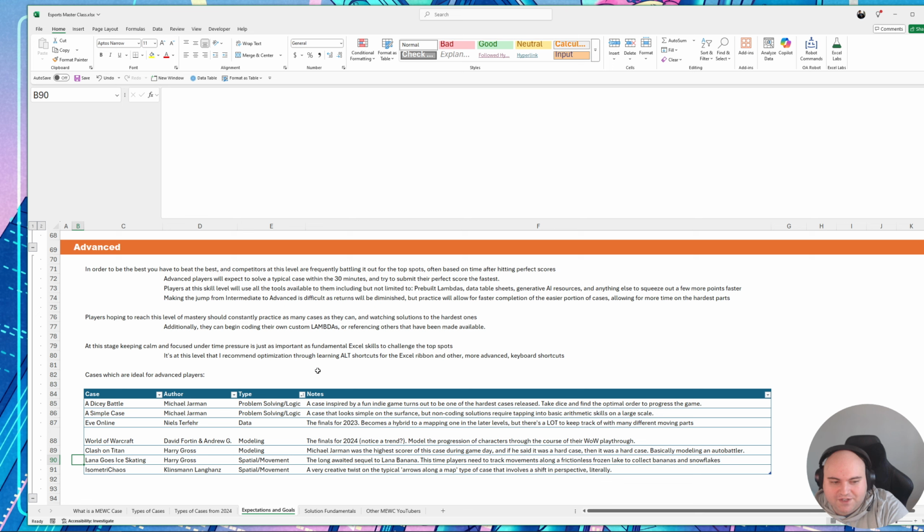And finally, Isometric Chaos by Klinsman. Very creative twist on the typical arrows along the map, I must say. So that concludes both the types of cases from last year as well as expectations for goals.